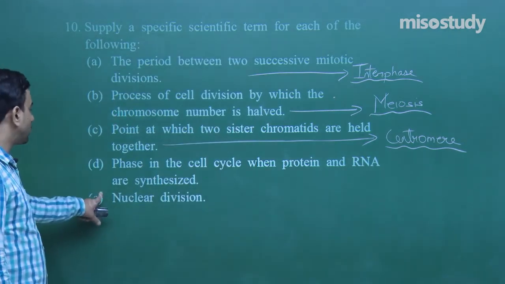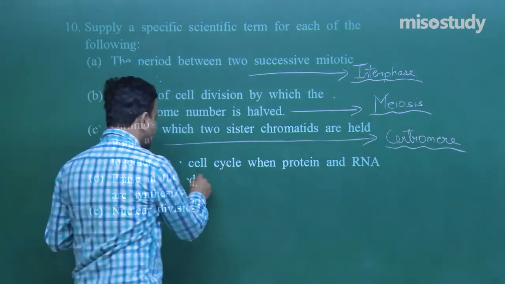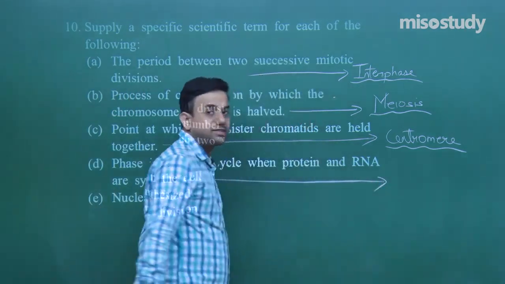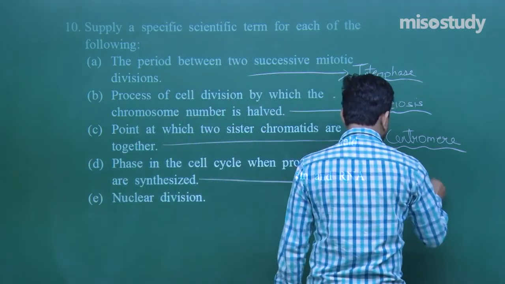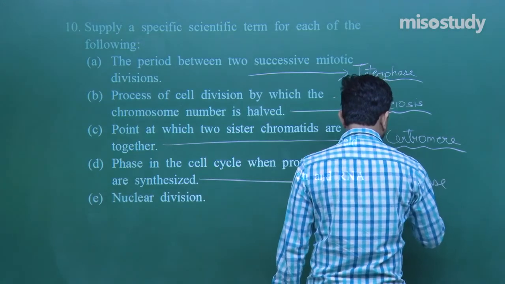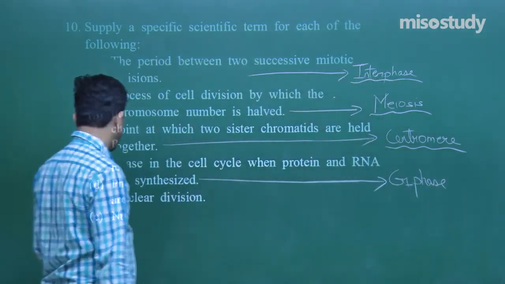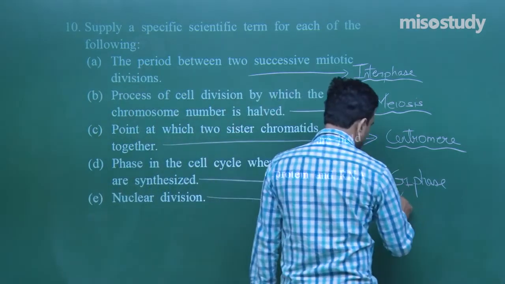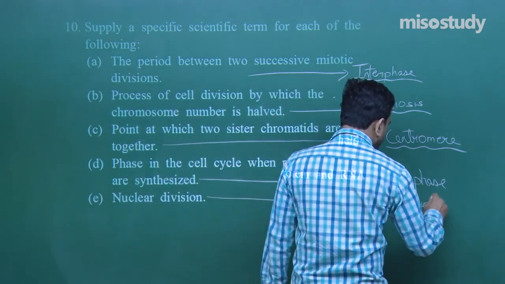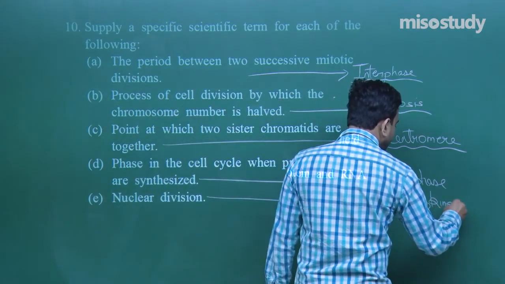The phase in the cell cycle when protein and RNA are synthesized is the G1 phase. And the next one, nuclear division, is also called karyokinesis.